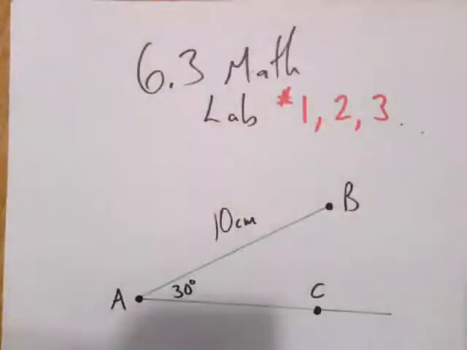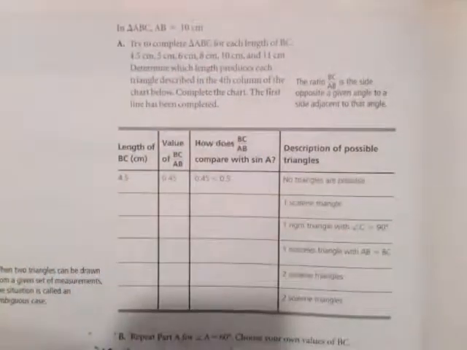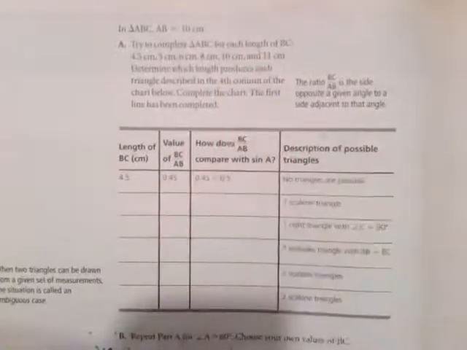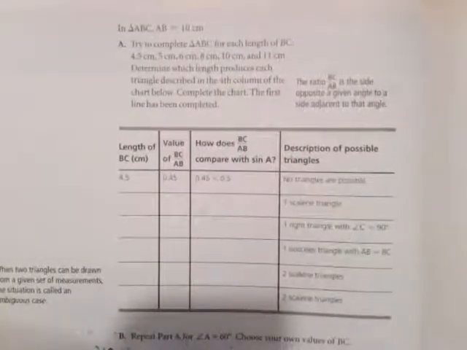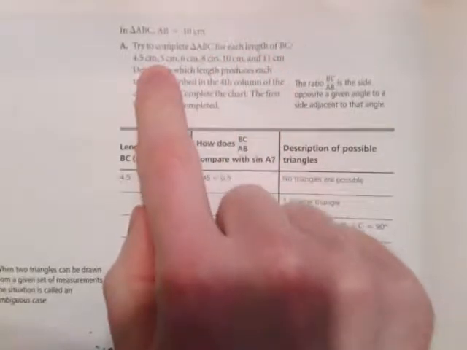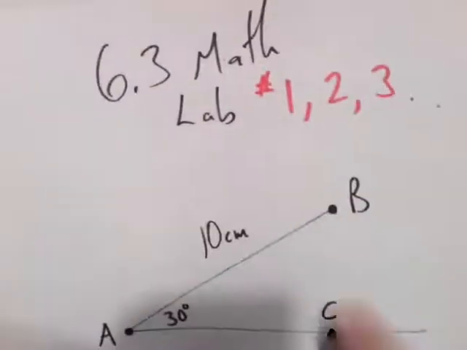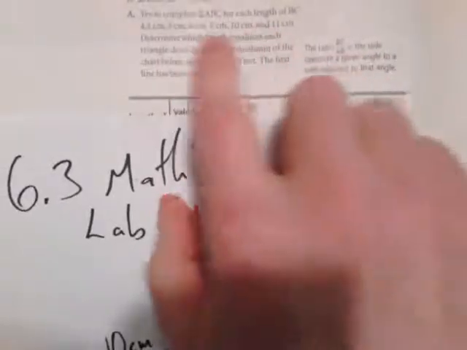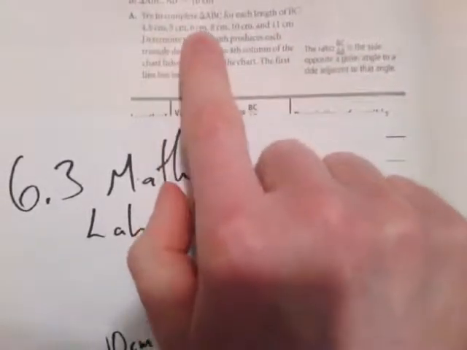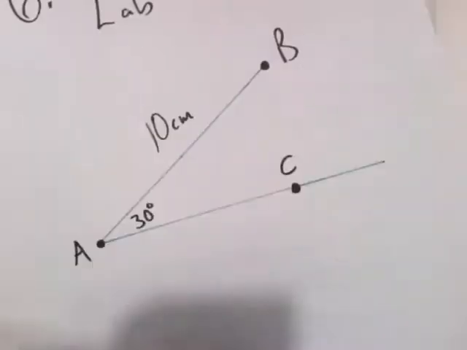So, textbook says, try to complete triangle ABC for each length of BC. So you're going to have some different lengths of BC, okay? It says to try 4.5, 5, 6, 8, 10, and 11. I have my ruler here somewhere.